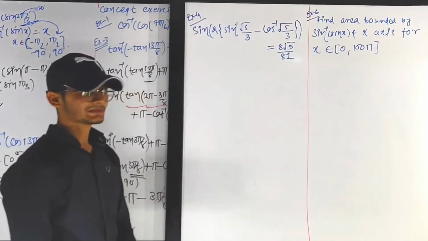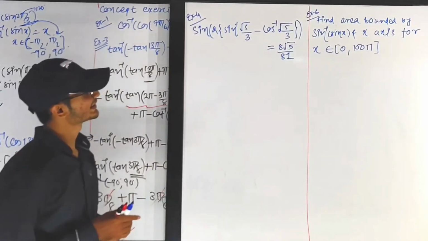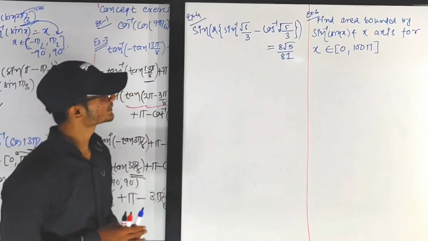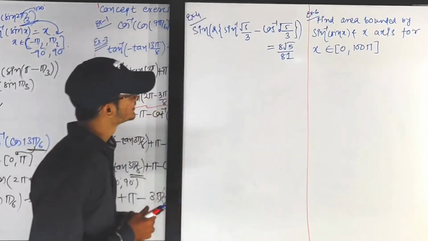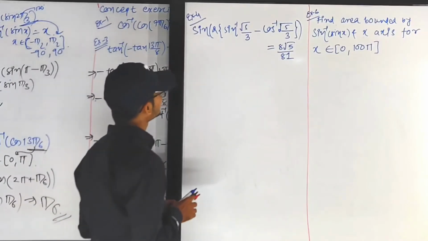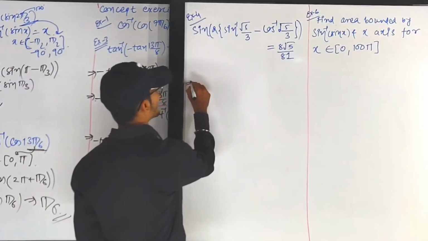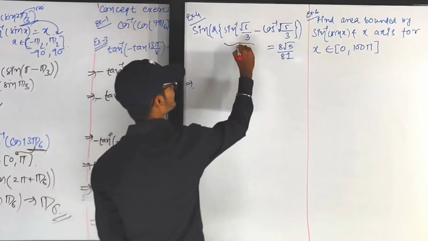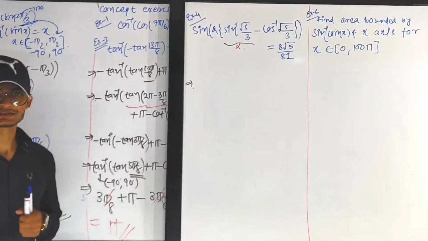Example number 4. Sine of 2 sine inverse root 5 by 3 minus cos inverse root 5 by 3, and we want to prove that is equal to 8 root 5 upon 81. So now how can we proceed in this question? So first of all, we assume that term, let's say alpha, sine inverse of root 5 by 3, that is alpha.